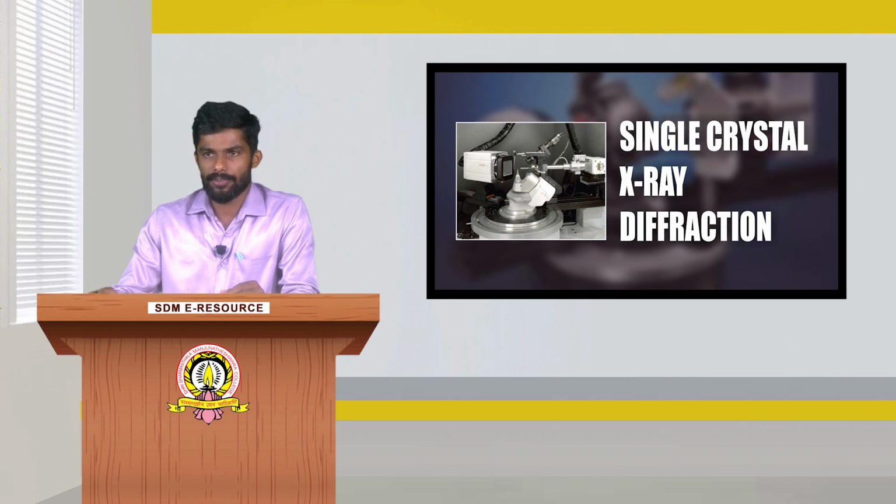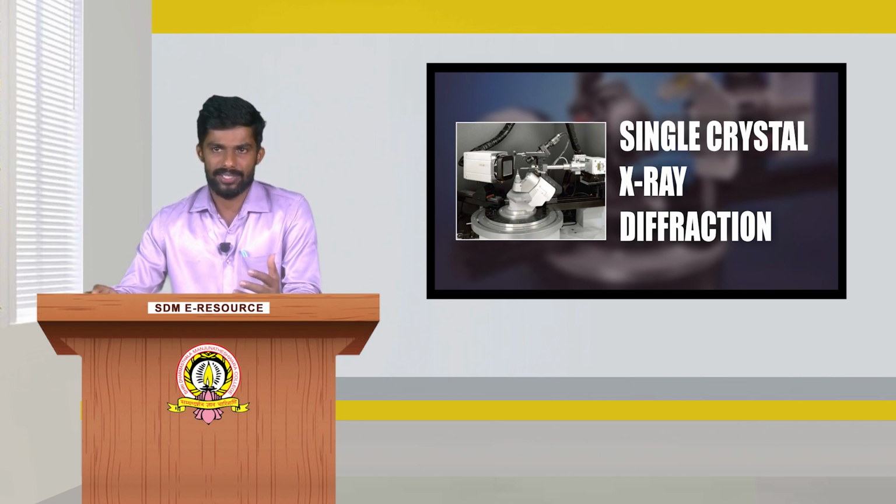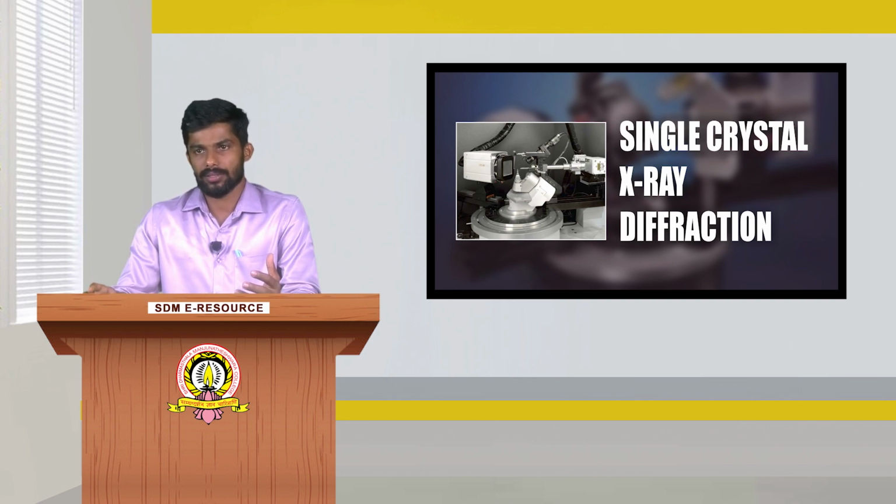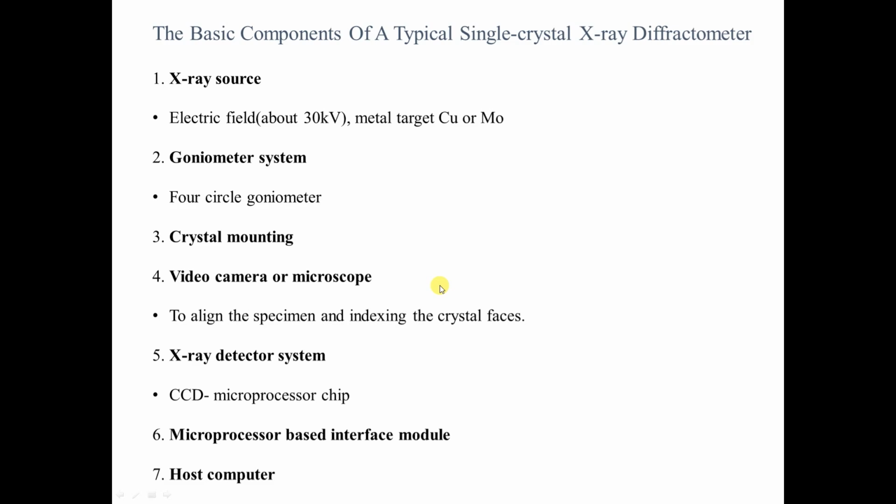As I mentioned the different components, let us see them one by one. For the X-ray generation tube, usually an electric field of about 30 kilovolts is used, and the metal target is usually copper, which produces copper K alpha radiation of wavelength lambda equal to 1.54 angstroms. Sometimes molybdenum is used, with suitable metal filters. The next is the goniometer system, which I have already explained in the PXRD. It holds the sample, that is the goniometer head, and the detector.